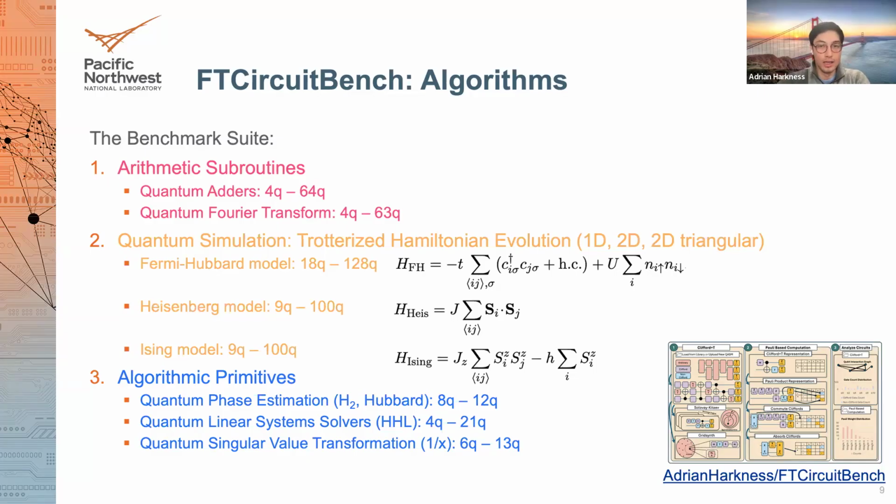Yeah. So the second category of circuits that we include are quantum simulation, specifically Trotterized Hamiltonian evolution circuits. And this is motivated by the fact that more and more it's looking like this is going to be like the first killer application of fault-tolerant quantum computing.